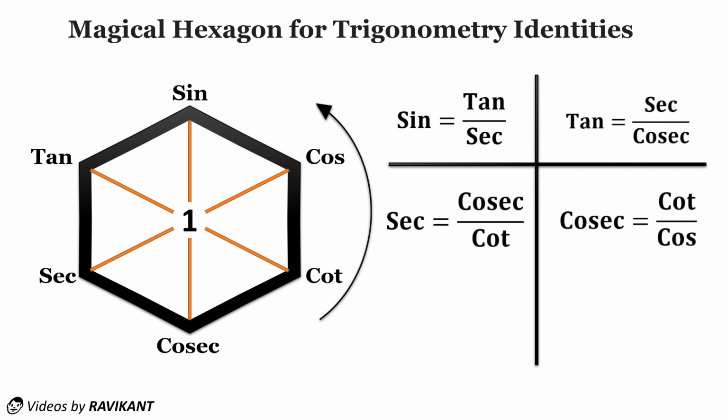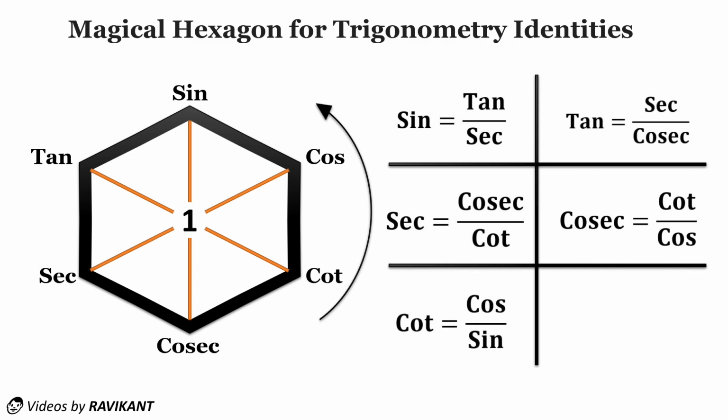Next is cosec. So cosec is equal to cot by cos. Next we have cot. So cot is equal to cos by sine. And finally we have cos. So cos is equal to sine by tan. So after moving in the anti-clockwise direction, we have generated a total of 6 formulas. With these formulas, you will become perfect in trigonometry.